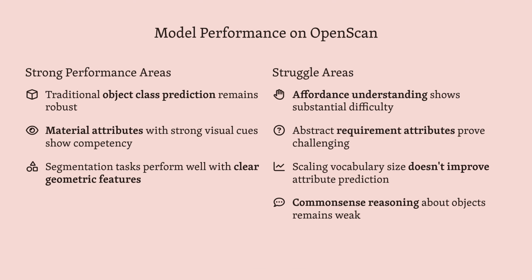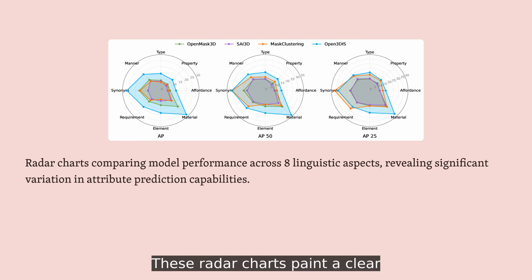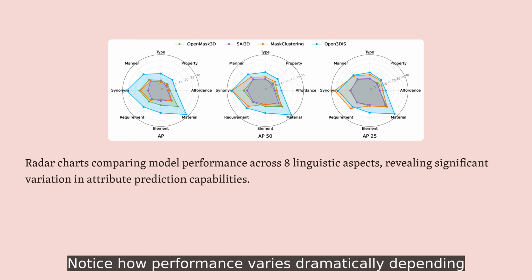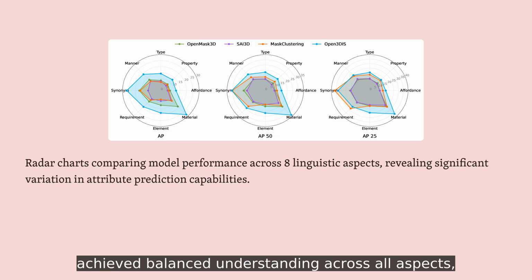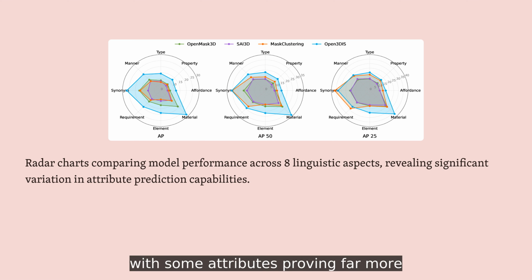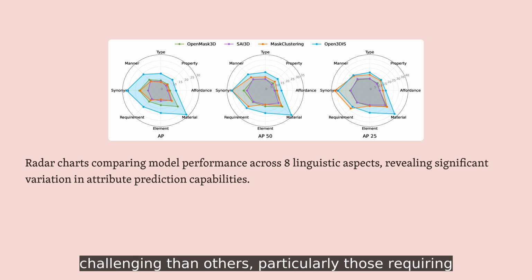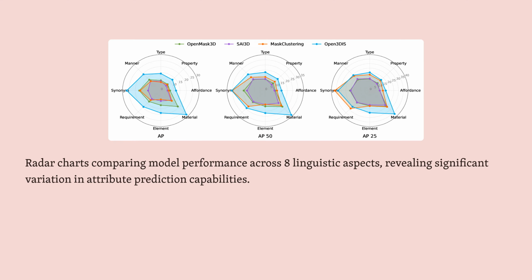These radar charts paint a clear picture of where models succeed and fail across the 8 linguistic aspects. Notice how performance varies dramatically depending on the attribute type. The irregular shapes indicate that current models haven't achieved balanced understanding across all aspects, with some attributes proving far more challenging than others, particularly those requiring common-sense reasoning.